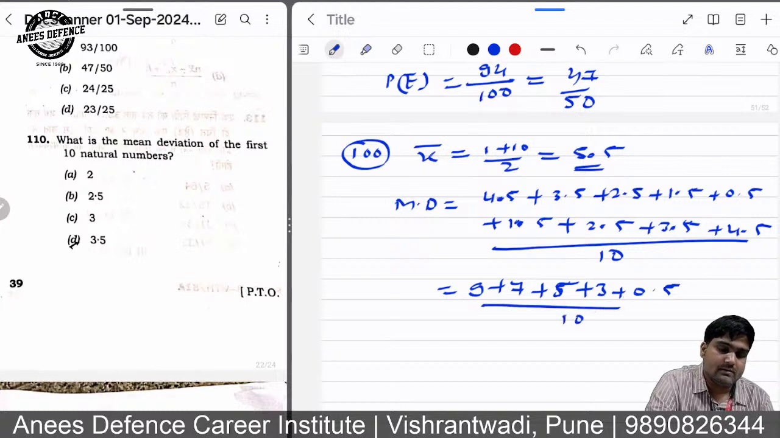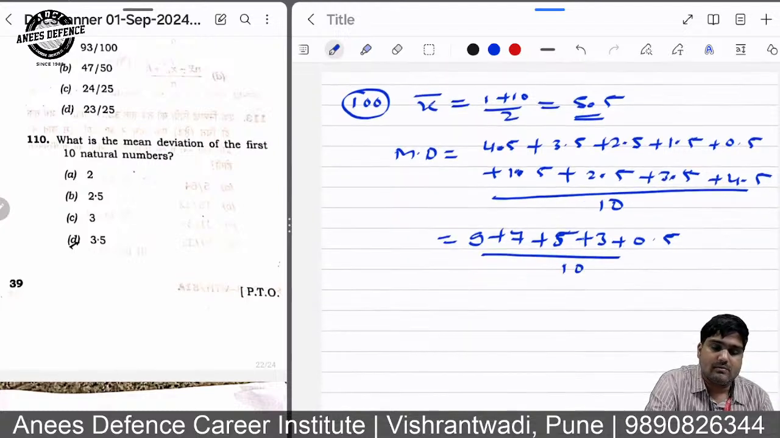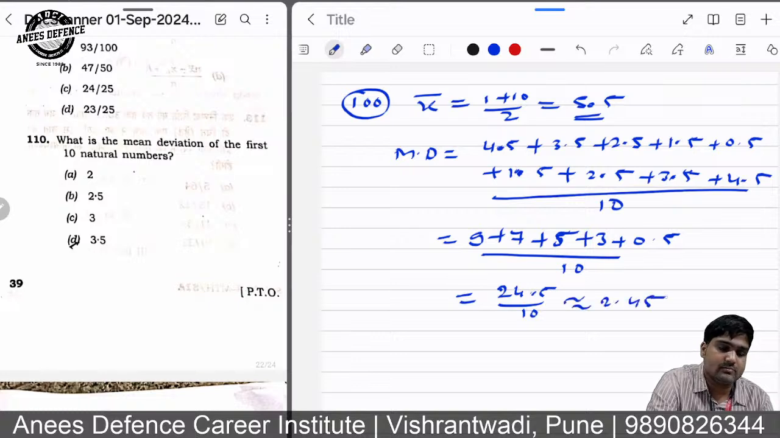Right, 10. So 5 plus 3 is 8, 8 plus 7 is 15, 15 plus 9 is 24, 24.5 by 10. So approximately 2.45. The correct answer for this one is option B.